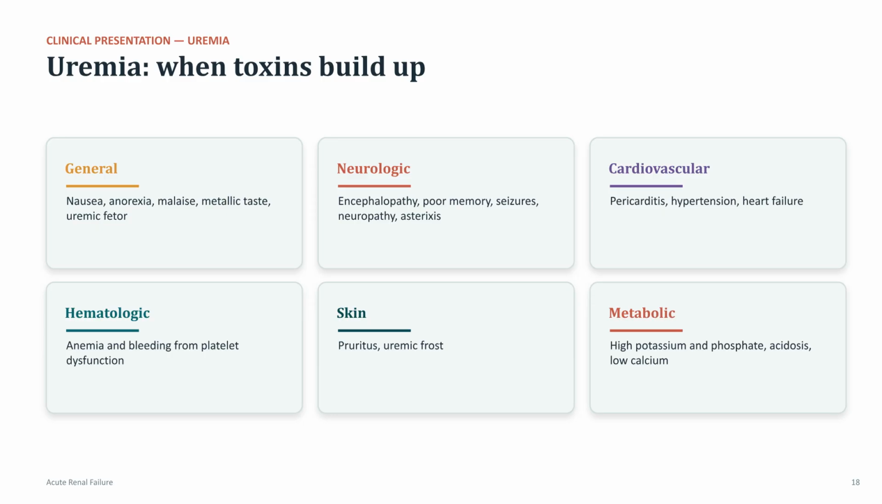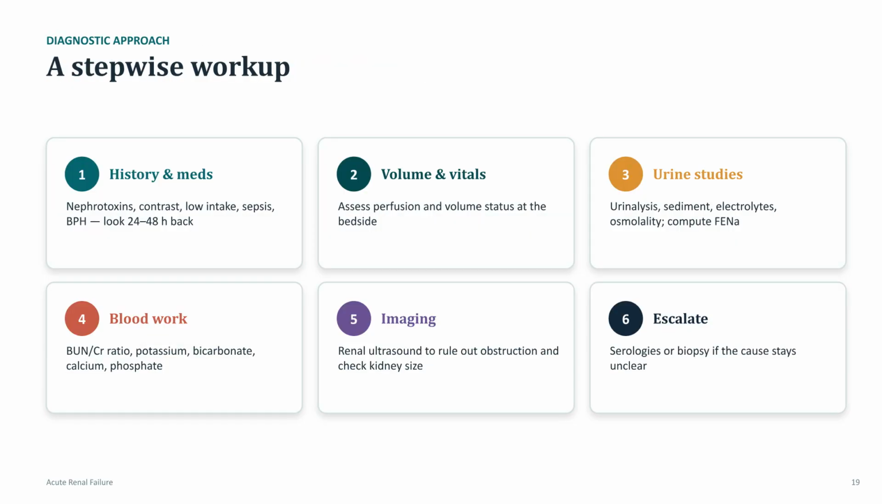Uremia represents the systemic effects of accumulated toxins that the kidneys are failing to clear. These span multiple organ systems, including the neurological, cardiovascular, and hematologic. Recognizing these patterns, like the metallic taste, asterixis, or pericarditis, is vital for identifying when kidney failure becomes a life-threatening emergency. Following a systematic diagnostic approach is essential.